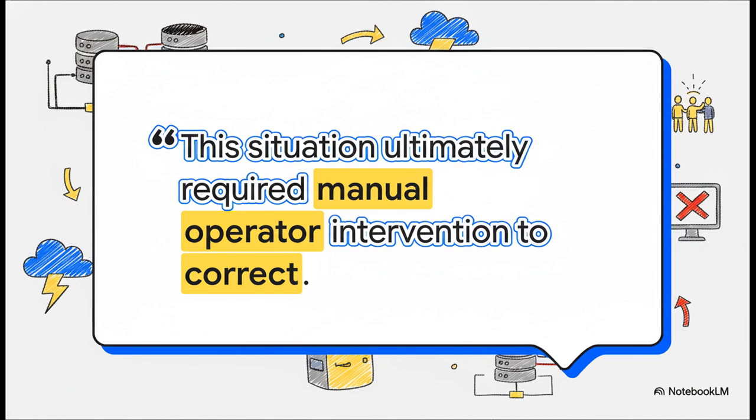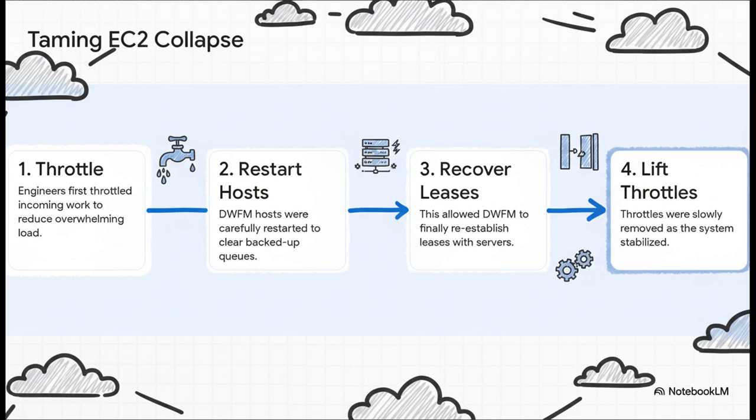And this quote from the report is so important. It highlights just how bad this was. The system was so fundamentally broken that all the layers of automation, all the safeguards built to handle failures, were totally useless. It took actual engineers stepping in directly to fix the core problem. Now, fixing that EC2 congestive collapse, that was even more delicate. It wasn't a simple reboot. First, they had to slam the brakes on all incoming requests just to stop the flood. Then they had to carefully restart the DWFM hosts one by one to clear the gridlock. Only then could the system slowly, methodically start to reestablish its leases and come back to life.